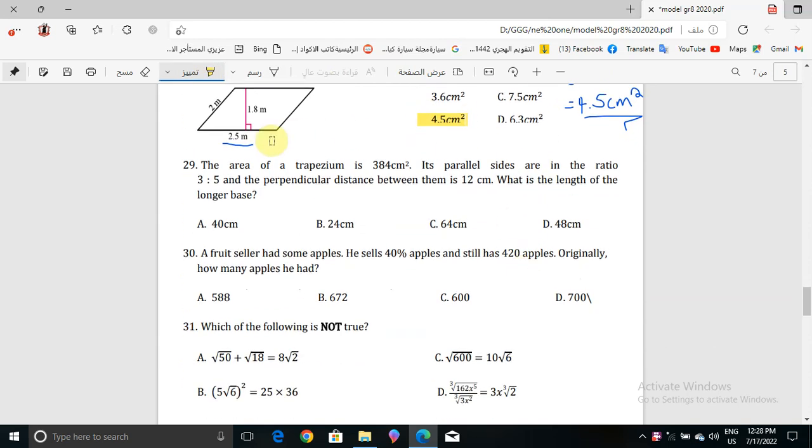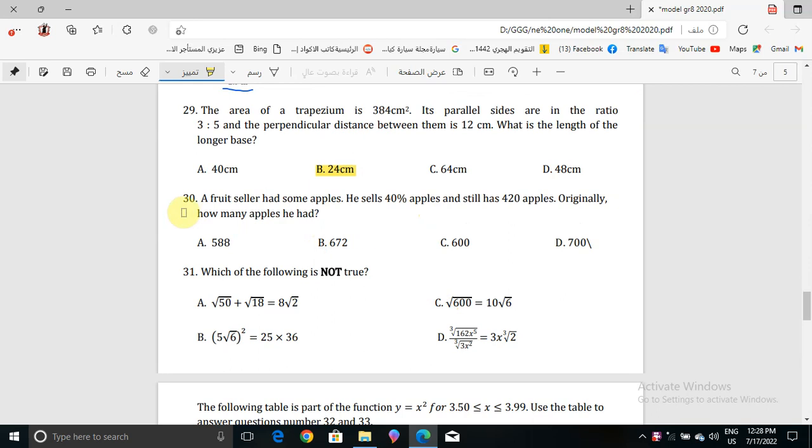Now question number 29. The area of a trapezium is 384 centimeters squared. Its parallel sides are in the ratio 3:5 and the perpendicular distance between them is 12 centimeters. What is the length of the longer base? Of course, the right answer here will be 24 centimeters, by using the formula.